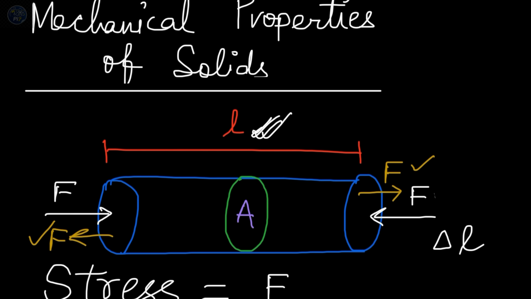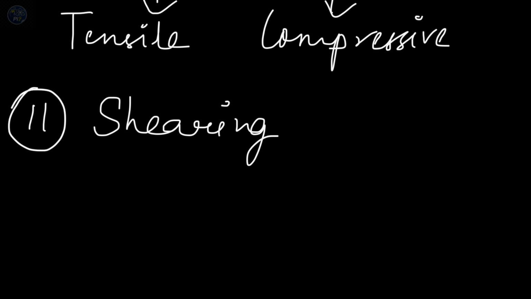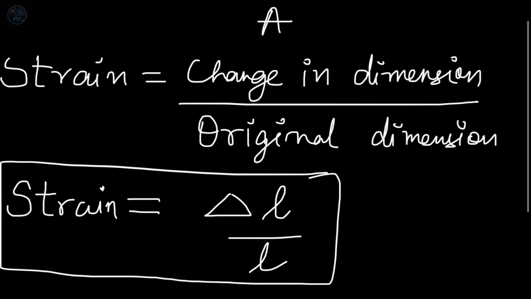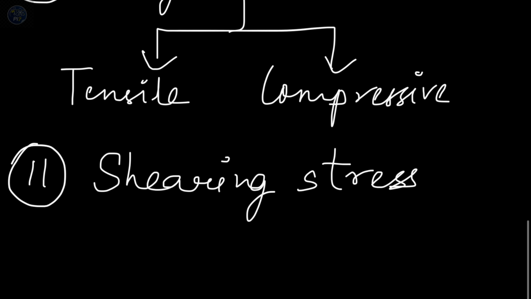Whenever you apply force parallel to the cross section of the rod, suppose I apply force like this, so this you can see is parallel to this cross section of the rod. So now the stress developed in this solid material will be shearing stress, and the strain developed will be called shearing strain. Now if I submerge this solid material in a fluid like water or anything, then the stress developed will be called hydraulic stress and the strain developed will be called hydraulic strain.